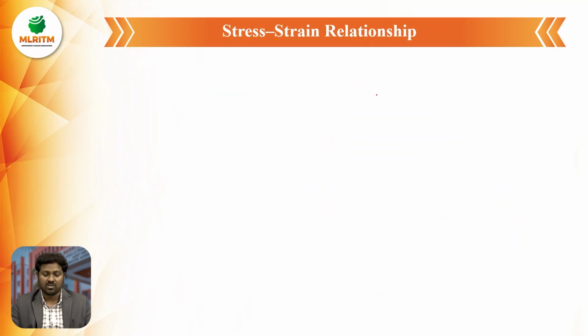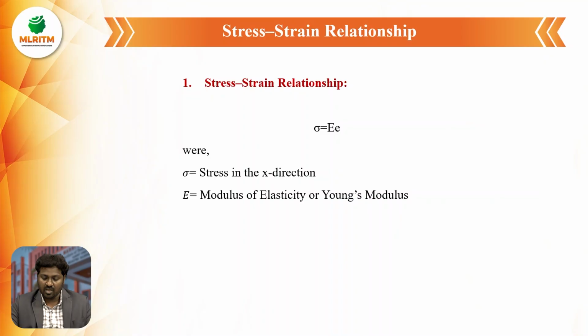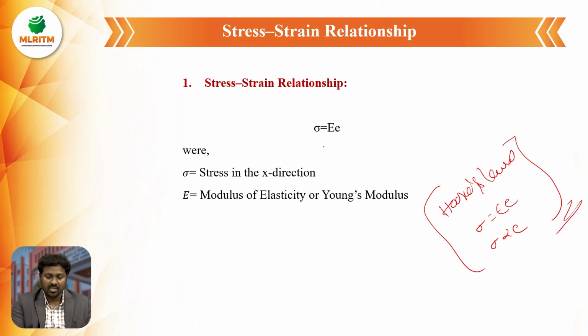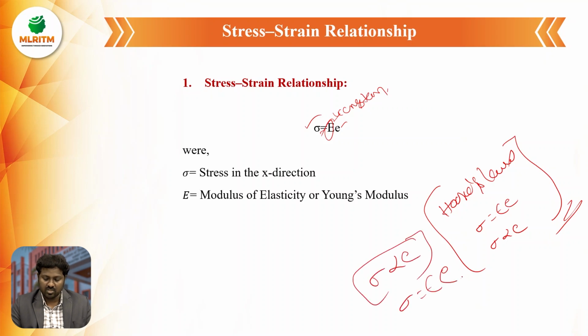Next, the stress strain relationship. We know Hooke's law says that stress is directly proportional to strain. So stress is equal to Young's modulus times strain. We have stress equal to Young's modulus times e, and Young's modulus is the constant value.